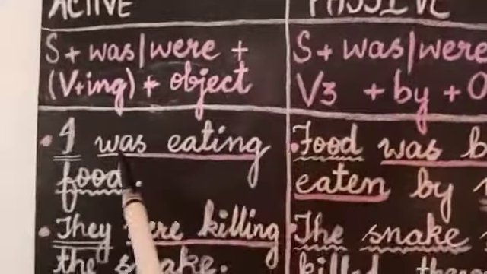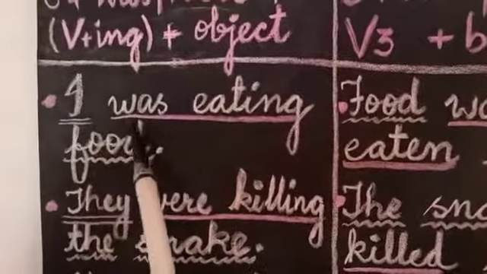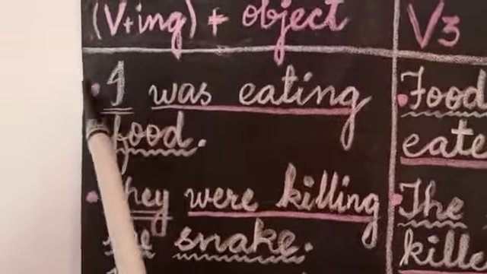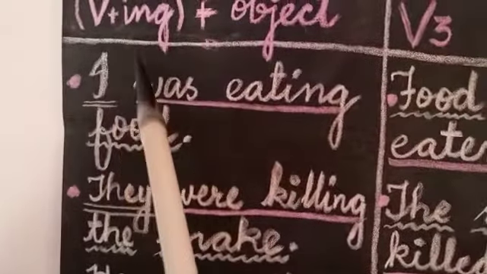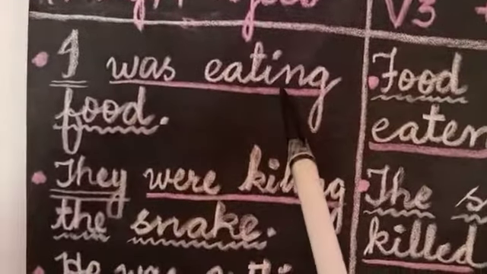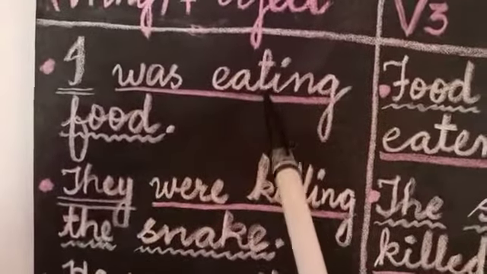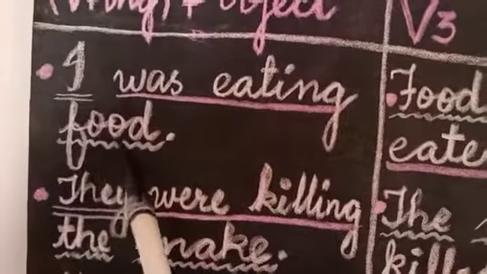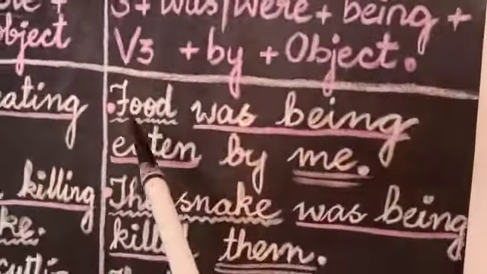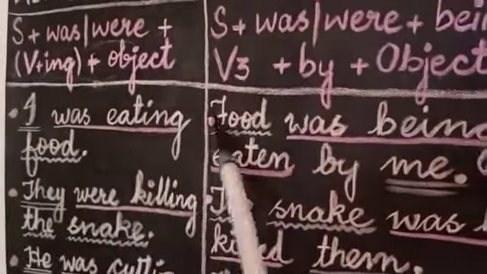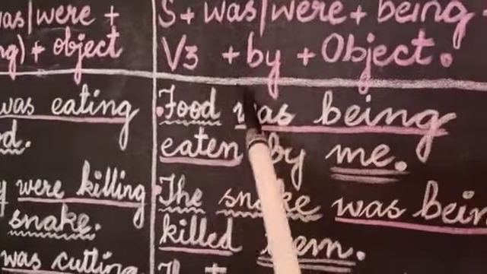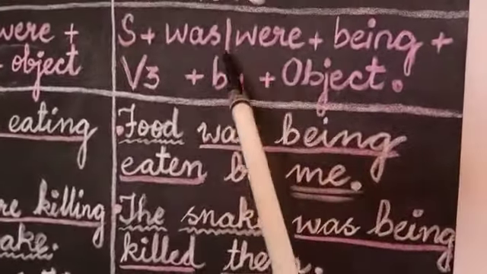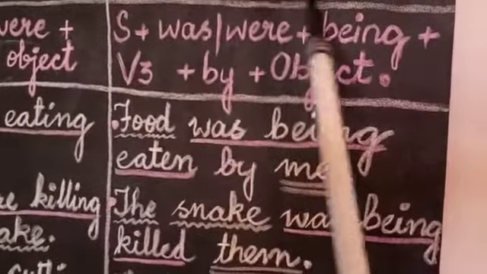Let's go through some examples. I was eating food. I is the subject, the doer of the action. I was eating food. And what was I eating? Food. It answers what? Food. It is the object. Now you see the passive? Food. Here this object will become the subject. Food was being. You see the structure? Food was being.